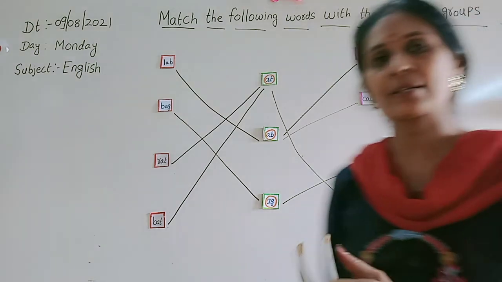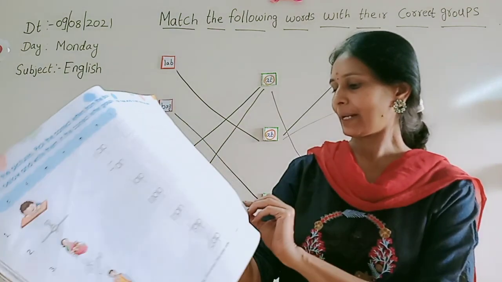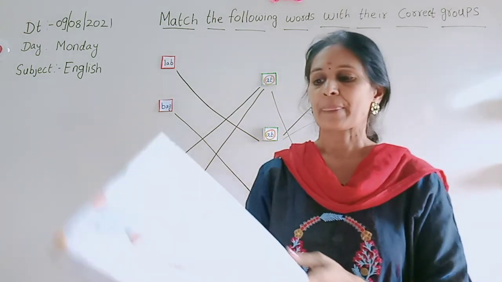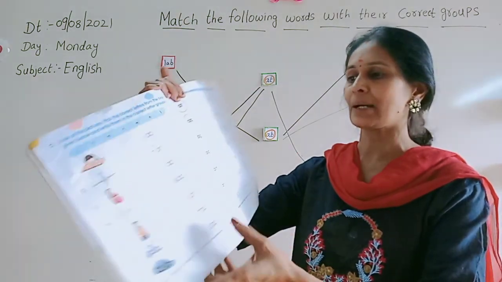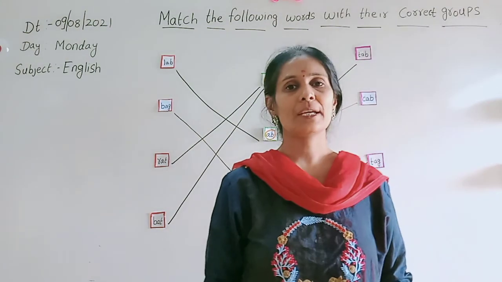I think you had understood how to complete till page number 31. Yes beta? Yes. This is your homework. Page number 30 is your homework. Okay? Okay.